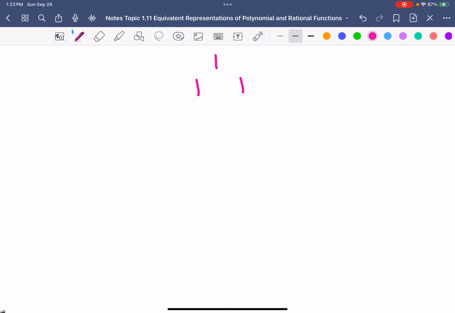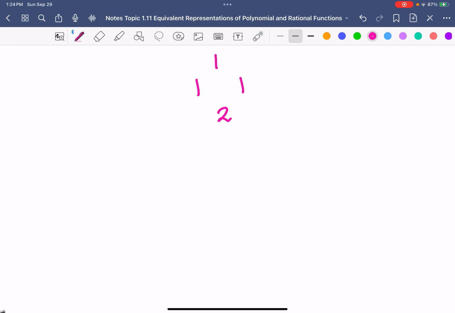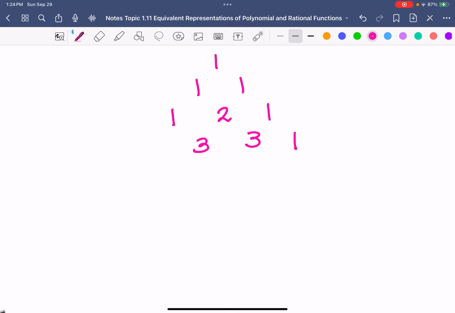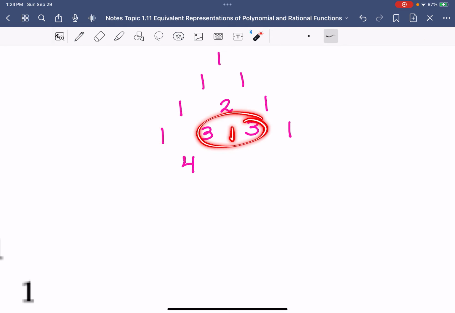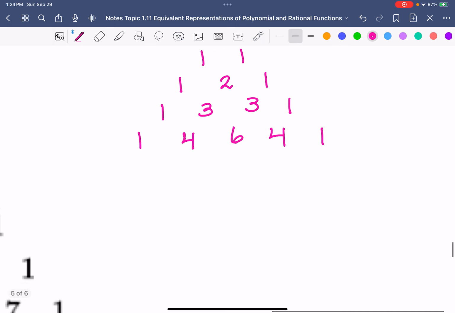And then all you do is add the numbers above to get the next numbers. So here we have 1 plus 1. I'm going to get 2. And then you always start and end with a 1 on either side. Okay? So then you start again. 1 plus 2 is 3. 2 plus 1 is 3. And then you add a 1 on the front and in the back. You start again. 1 plus 3 is 4. 3 plus 3 is 6. 3 plus 1 is 4. And then 1 in the front and in the back.